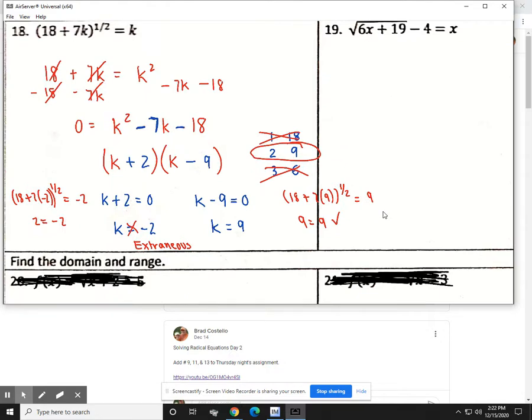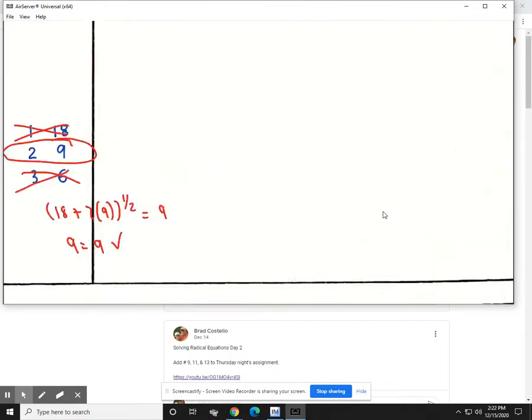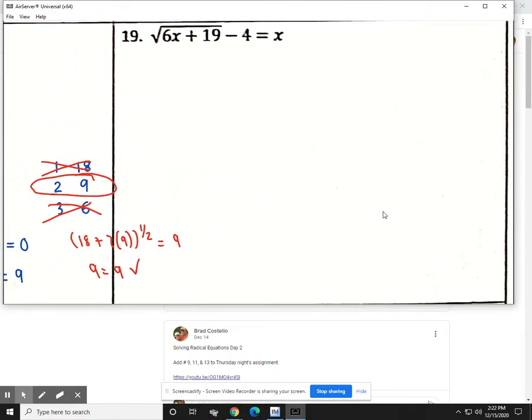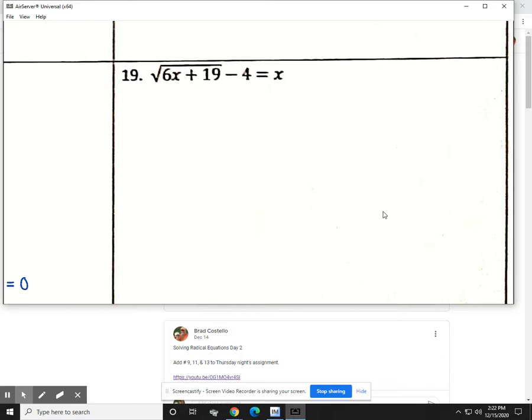I'm going to erase this just to get that out of the way. Let me erase all this stuff that we just did over here, and let's focus on the last one. Now this one has one little trick to it. Is this radical isolated? Definitely not. We've got to add that 4 to move it over. So we're left with the square root of 6x plus 19 equals x plus 4.